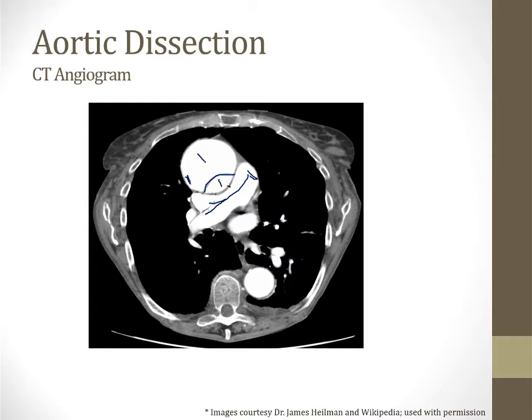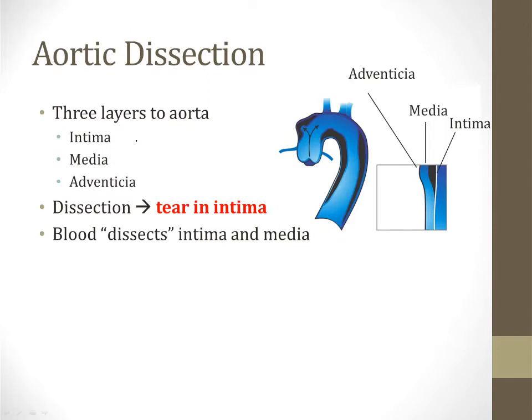One of these is called the true lumen. That's where blood is supposed to be flowing. The other is called the false lumen. Usually the smaller lumen is actually the true lumen, and the larger lumen is usually the false lumen. That's because the outer layers of the aorta are relatively stretchy, and once blood gets in there, it can really push these layers apart and create a wide lumen for blood flow. That's the false lumen.